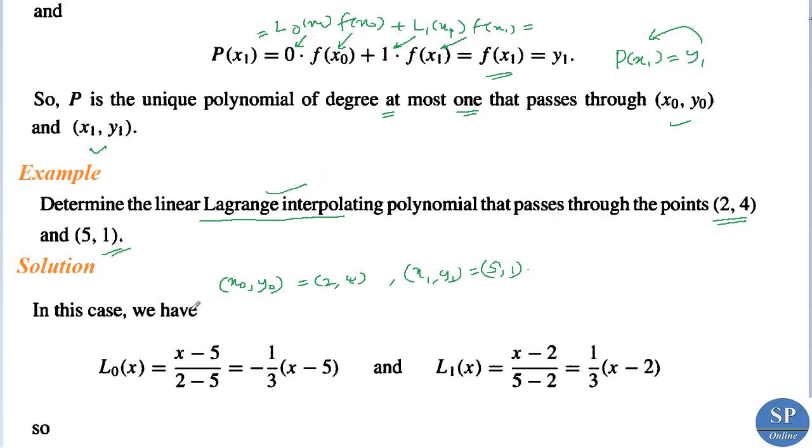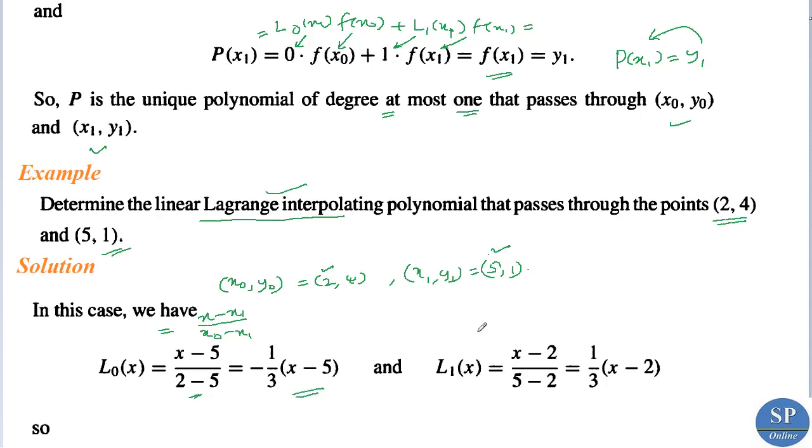Okay, so first we can just find L0 and L1. We have L0 is nothing but x minus x1 divided by x0 minus x1. Therefore, x1 is actually 5, so x minus 5 divided by x0 minus x1, where x0 is equal to 2 and x1 is equal to 5. So 2 minus 5, so this is equal to x minus 5 divided by minus 3. Right, so minus 1 by 3 into x minus 5.